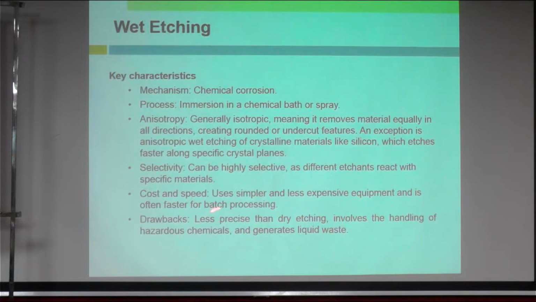And cost and speed: it uses simpler and less expensive equipment and is often faster for batch processing. So we know that in the semiconductor process as well as in MEMS, batch processing is very important for us in order to reduce the cost. So using wet etching is quite desirable.